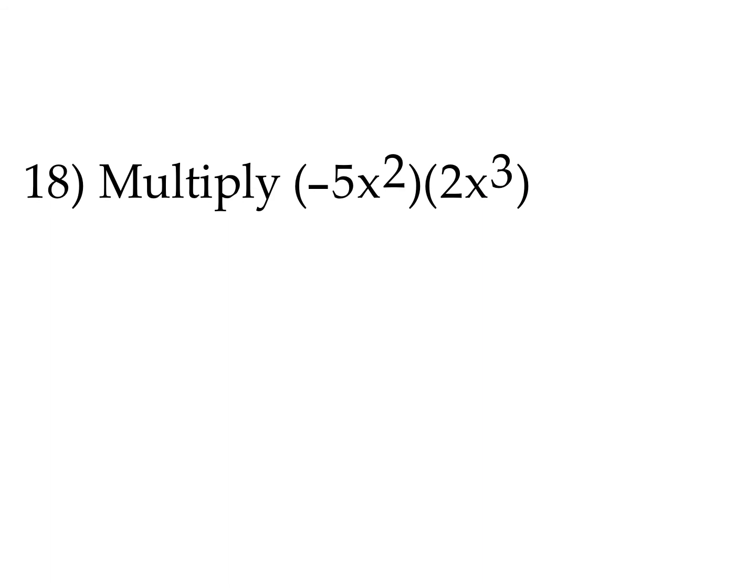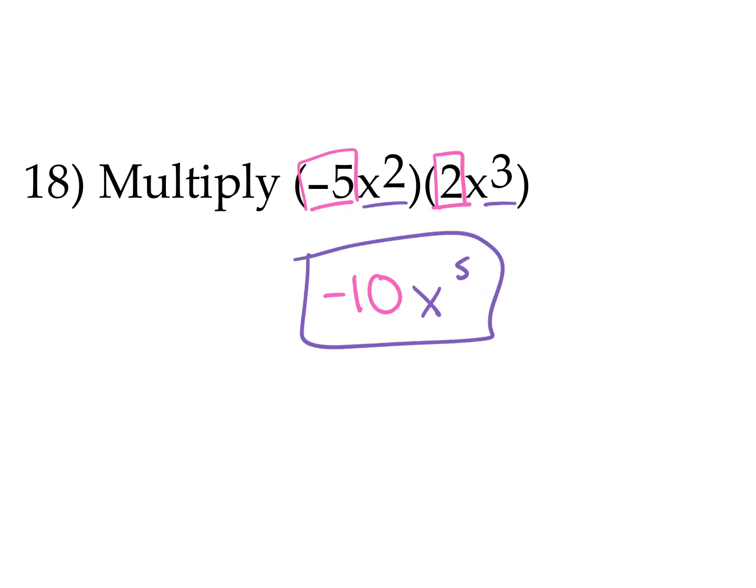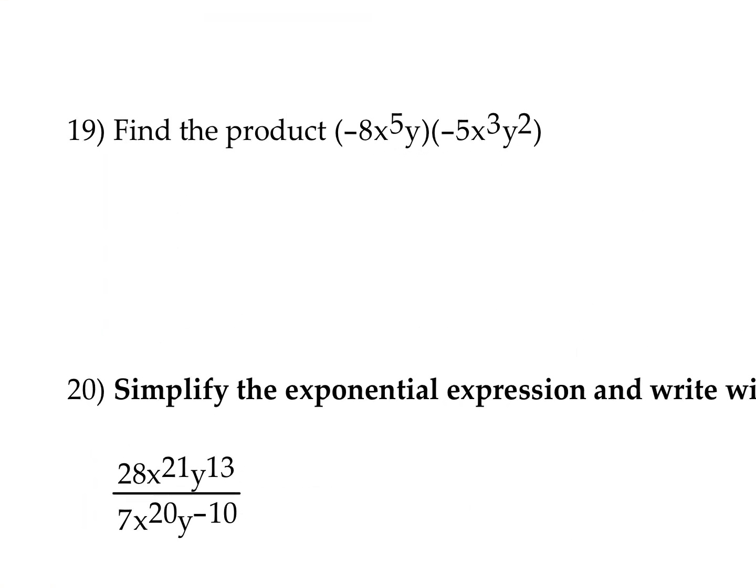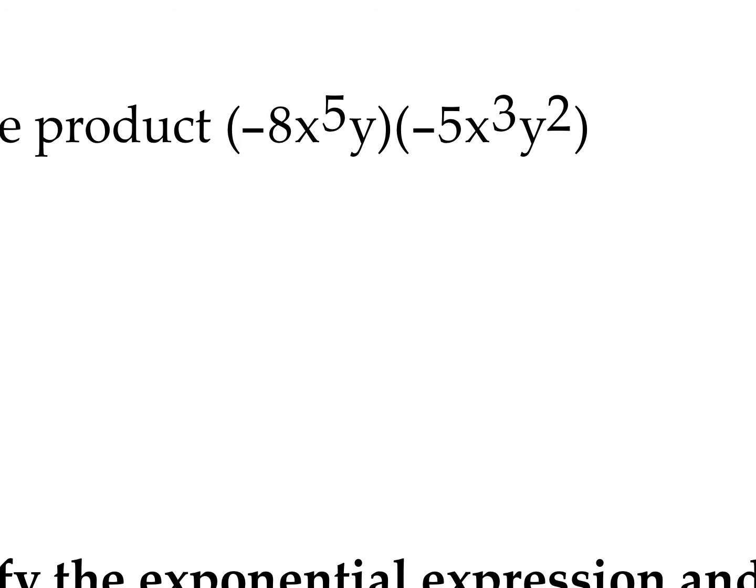What should I do first for 18? Multiply the numbers. So negative 5 times 2 would be negative 10. What do I do to the exponents here? Add the exponents. So that would be x to the 5th power. All right, number 19. What should I do first?